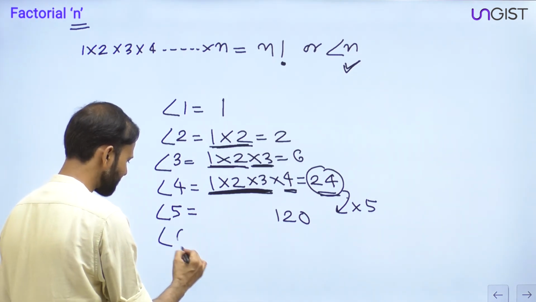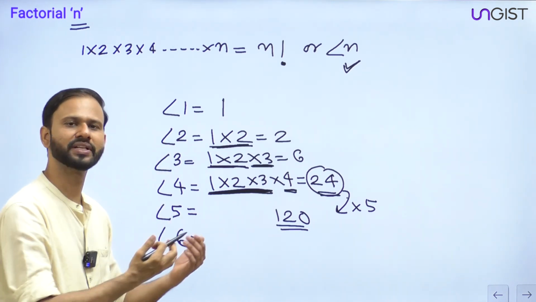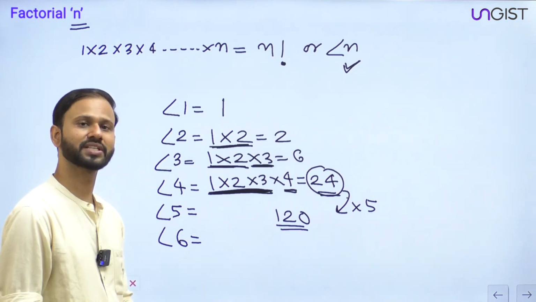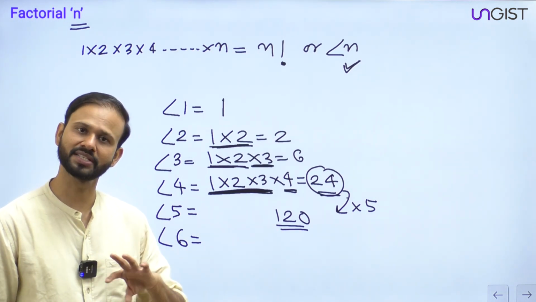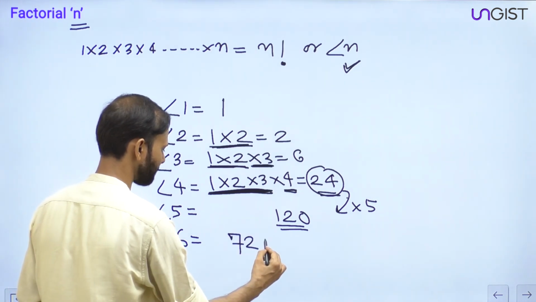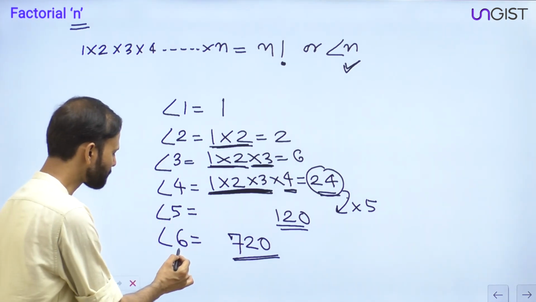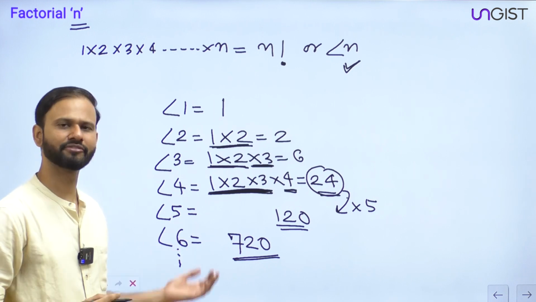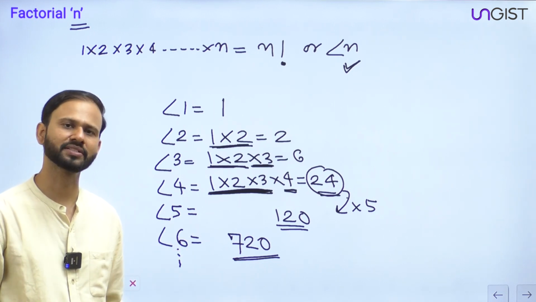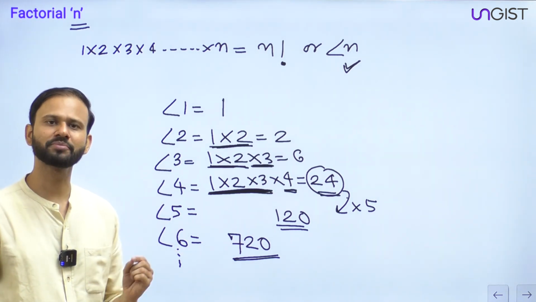Now for factorial 6, you just have to multiply this value with 6. So 120 into 6: 12 into 6 is 72, so 120 into 6 is 720. This is the value of factorial 6, and so on, you may find the values of other factorials. Guys, it is clear, right? Please note it down. I'm giving you some time.